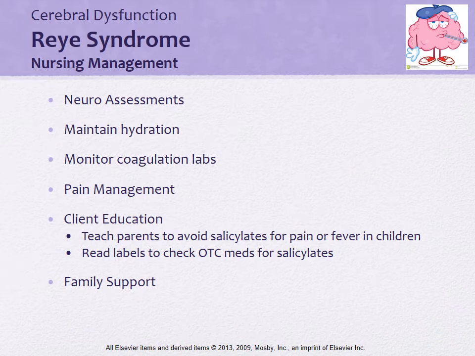As we just said, you want to make sure you're completing your neuro assessments on them and maintaining hydration, more than likely through IV fluids. Make sure you have accurate I's and O's so you're replacing everything at least 1 to 1. More than likely it'll be 2 to 1, depending on the order. Monitor coagulation labs because remember, you're looking at those clotting factors, checking your PT, PTT, all those things to see how their bleeding is.